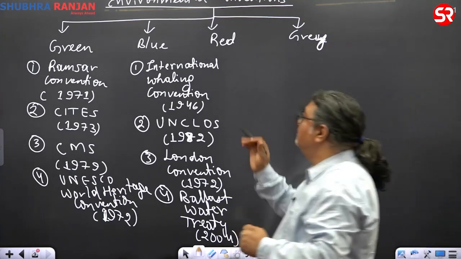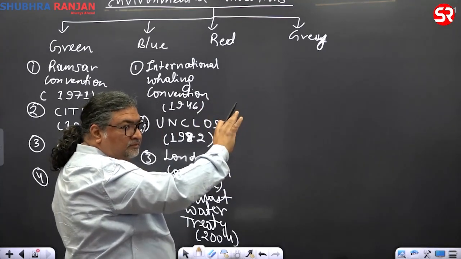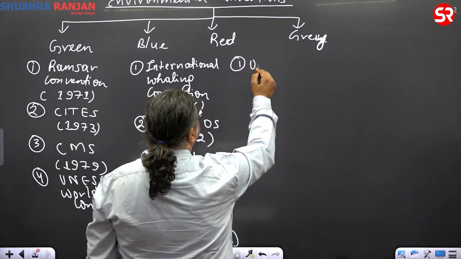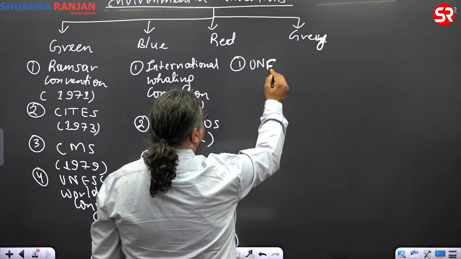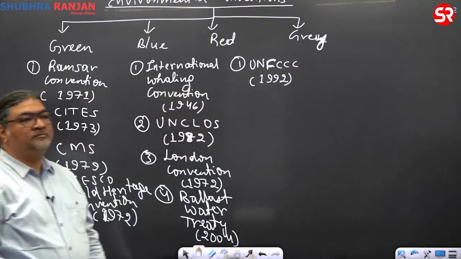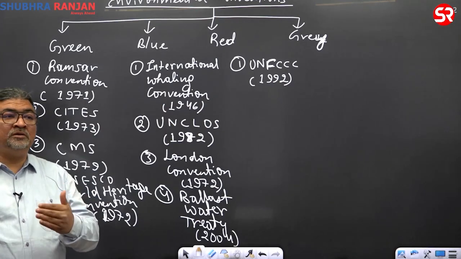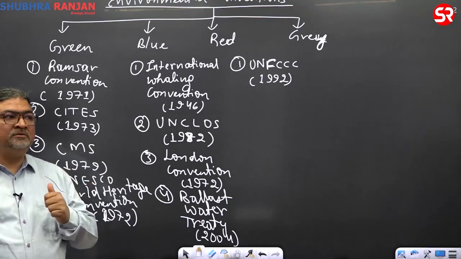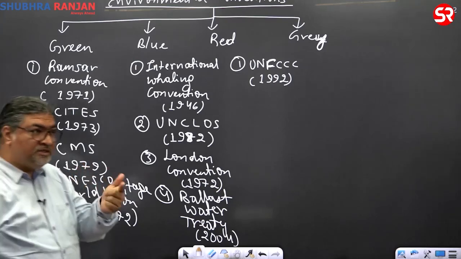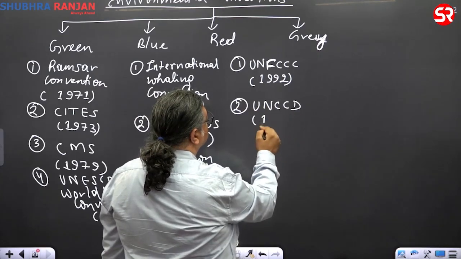Now, when you come to red here, when you talk about crisis kind of things, one is climate change, which is now a crisis. Red here means the threat to human life and also the planet. So the first area is climate change, that is the United Nations Framework Convention on Climate Change. The second area which you are aware of is desertification, UNCCD, 1994.